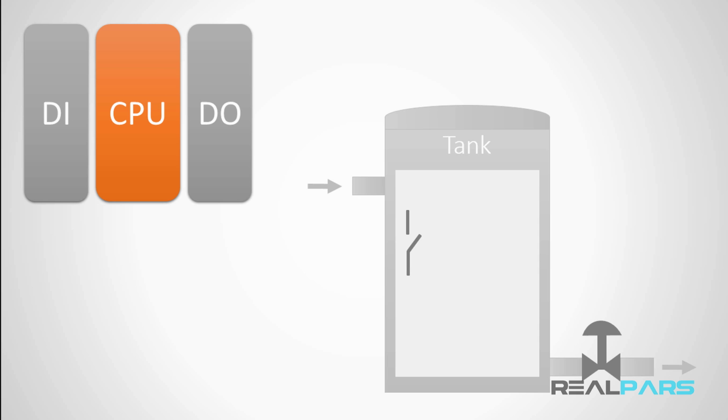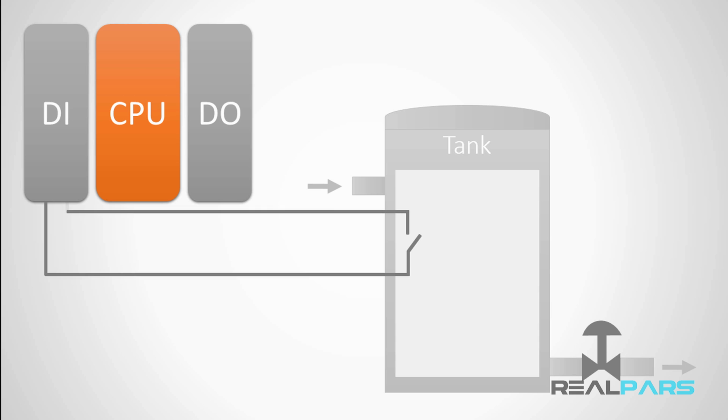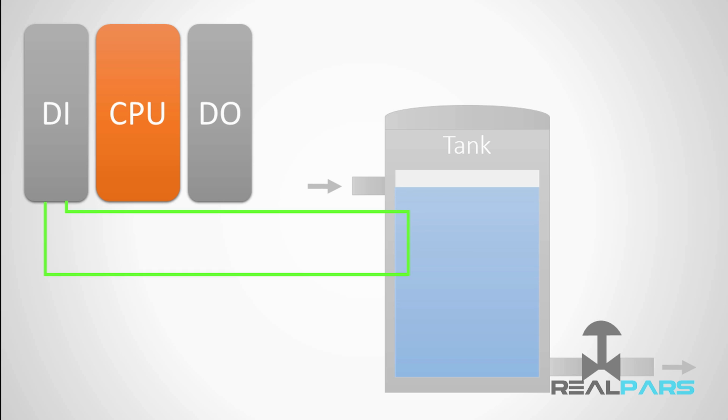Okay, now in order for the PLC to receive this signal, we need to connect a wire from one of the channels of the digital input module to one end of the sensor's open contact, and from the other end of the contact, connect another wire again to the next channel of the input module. In this case, when the float switch is working, this contact closes and a 24-volt signal gets sent to the digital input module.